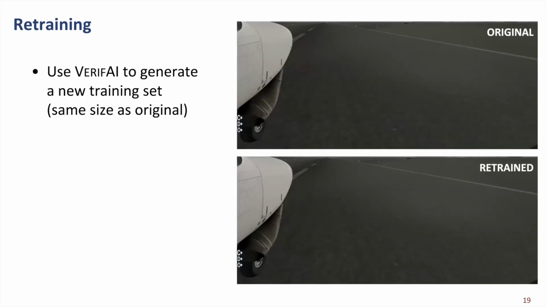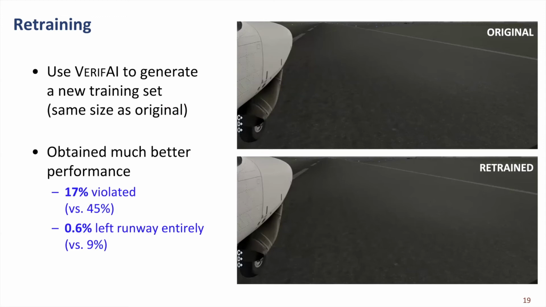Okay, so now that we've identified failures like that, we can use Verify to help fix those by generating a specialized training set. So here, actually, we generated a completely new training set that was the same size as the original, but now using that Scenic program to ensure we got a good variety over times of day and so forth. Whereas the original training set was given to us by Boeing, we didn't know which images were in it. And indeed, we got much better performance by using this training set.